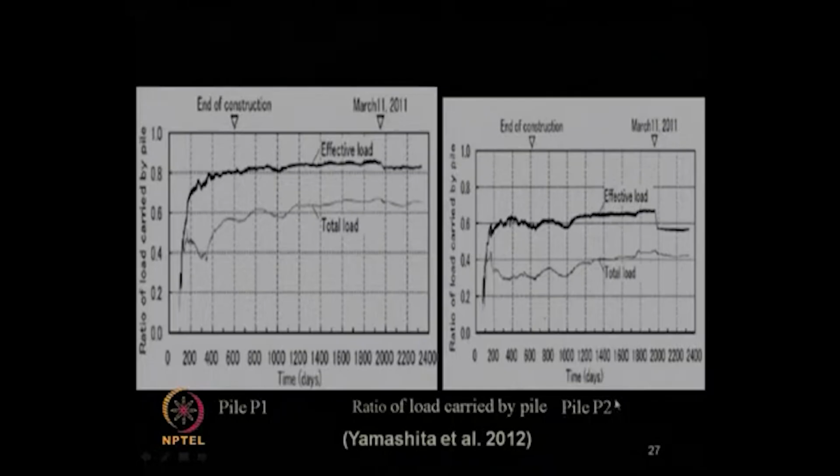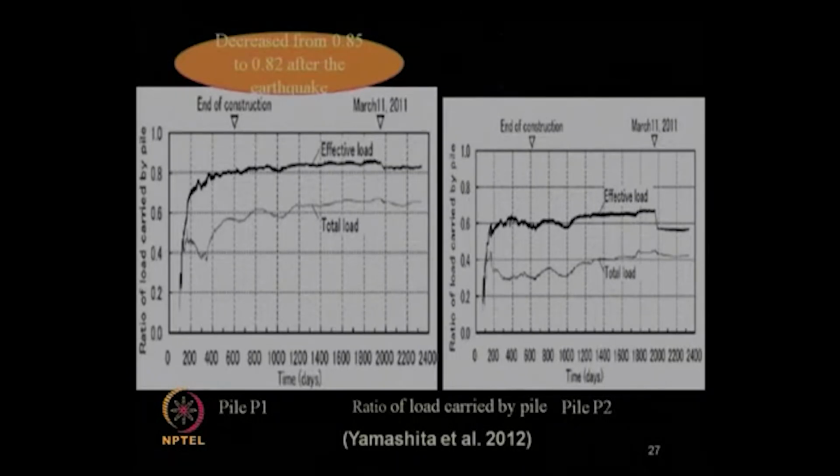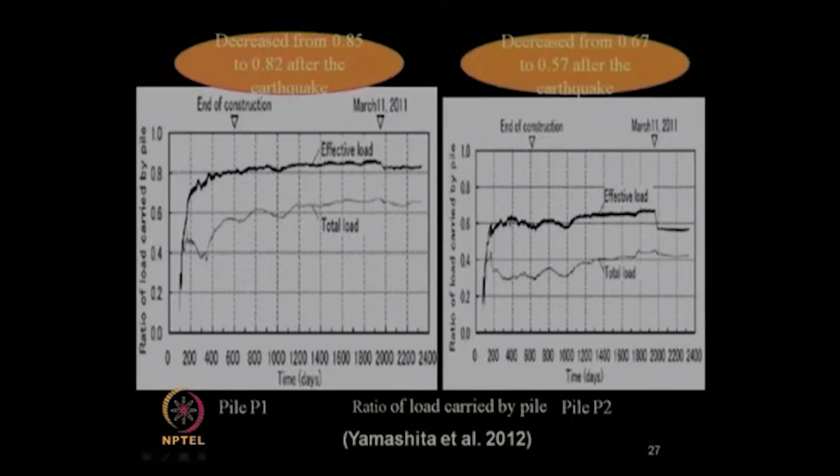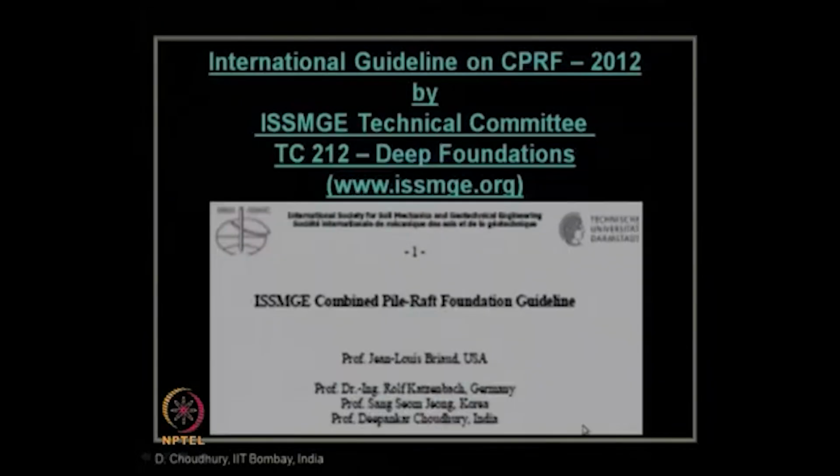So, from these it was shown later on by Yamashita et al. in the 2012 paper that there is a decrease from 0.85 to 0.82 after the earthquake. There is a very marginal decrease, you can see, in the load sharing by pile P1 after the earthquake, and a decrease from 0.67 to 0.57 after the earthquake by pile P2.